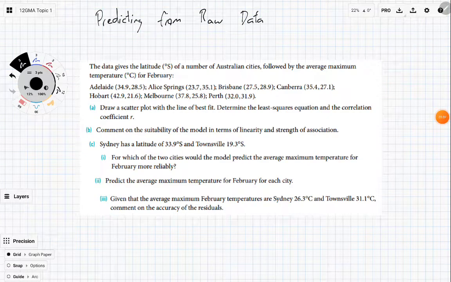Today we're going to be predicting from raw data. So that means we're going to be doing this whole prediction thing that we've been doing, but we want to be focusing on doing it from data that's not even written in a table. So let's have a look at it.